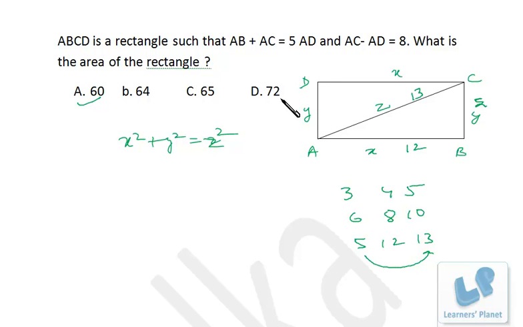And you can very well verify AB plus AC. AB is what? 12. AC is what? 13. 12 plus 13, that is 25. That is 5 times of AD. That's 5 times of 5. Right? So assume over here, verify over here. That's done.